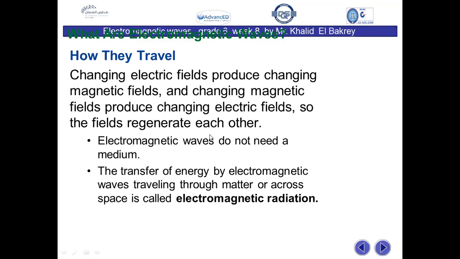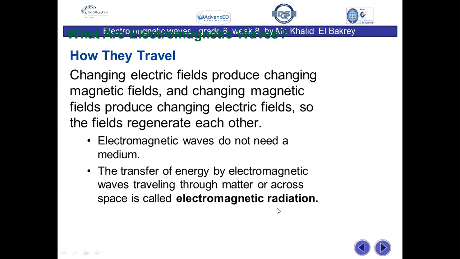How do they travel? When an electric field is produced, it changes the magnetic field. And the changing magnetic field can cause a changing electric field. So the fields regenerate each other. Electromagnetic waves do not need a medium. The transfer of energy by electromagnetic waves traveling through matter or across space is called electromagnetic radiation.